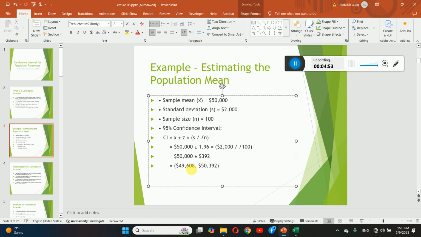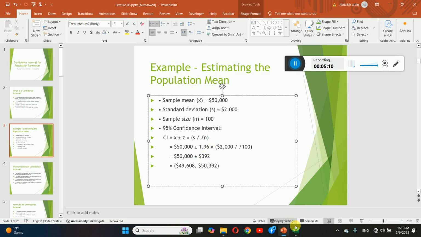Okay, dear students, I think the interpretation is clear. You can say we are 95% sure that the average sale of this business lies in this range. Now, I'm just teaching you how to use Excel, how to find this confidence interval using Excel, dear students.